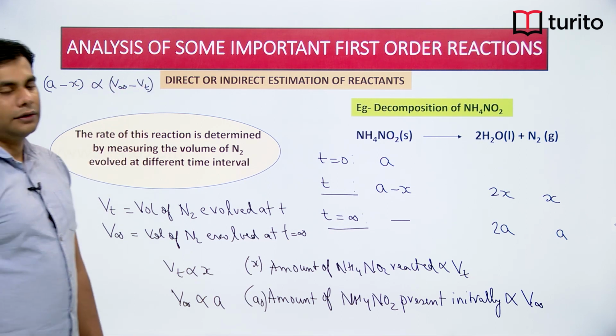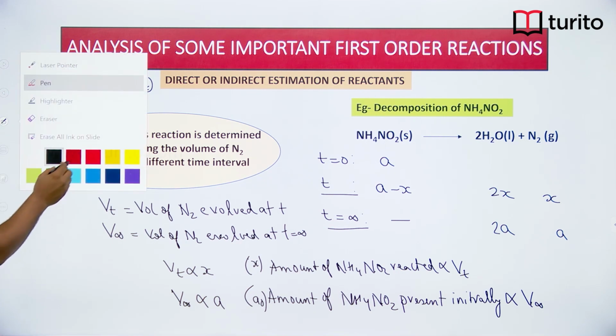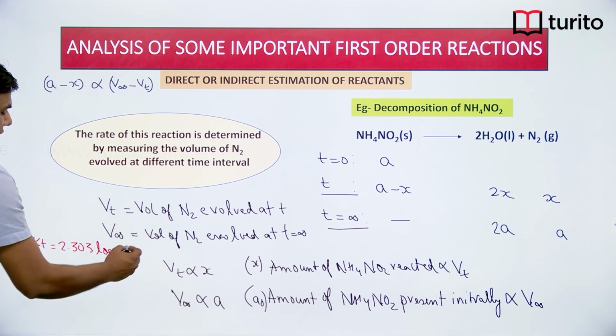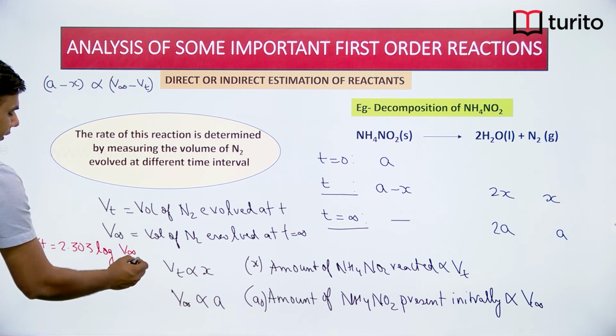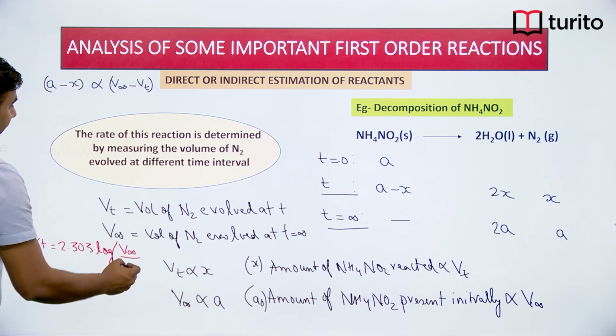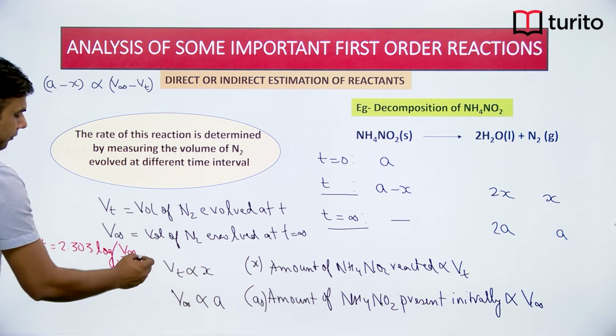So we will directly write the equation. Kt is equal to 2.303 log of A, the initial amount of NH4NO2, divided by At. At is A minus x, which is V infinity minus Vt.